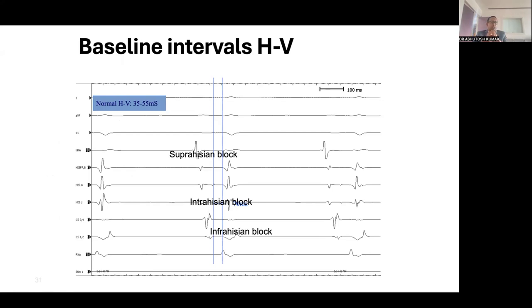And the words we use are suprahisian, infrahisian, and intrahisian. Block at the AV node means suprahisian. Intrahisian means the His bundle is not proper. We have to pinpoint because the properties of the blocks and the behavior will be totally different.